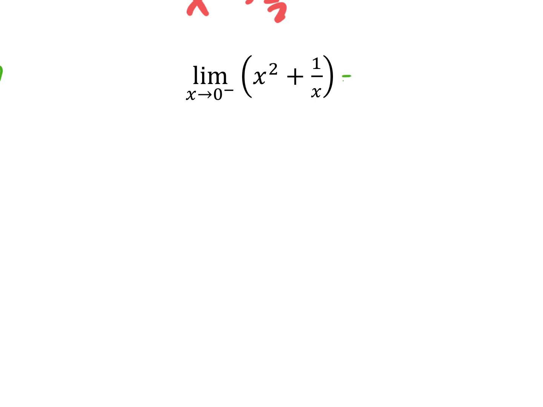So this one would be 0 plus 1 over 0 negative, close to 0, which is negative infinity. Are we good?